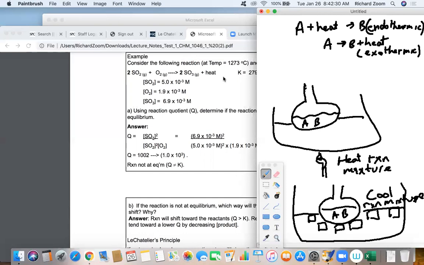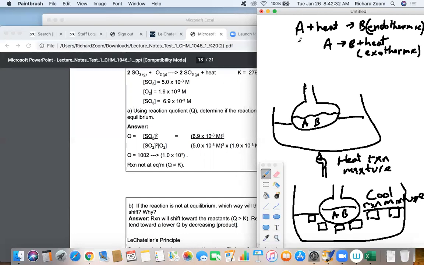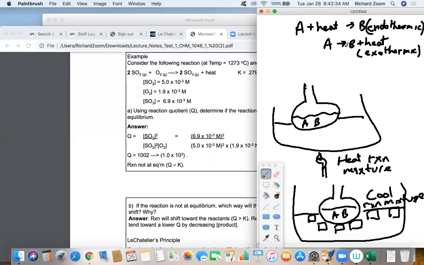Now, the heat doesn't just have to be on the product side, as I suggested over here. It could be an endothermic process, in which case the reverse would be true. If you had an endothermic process and you added heat, then the reaction would move towards the product side. Does anybody have any questions?